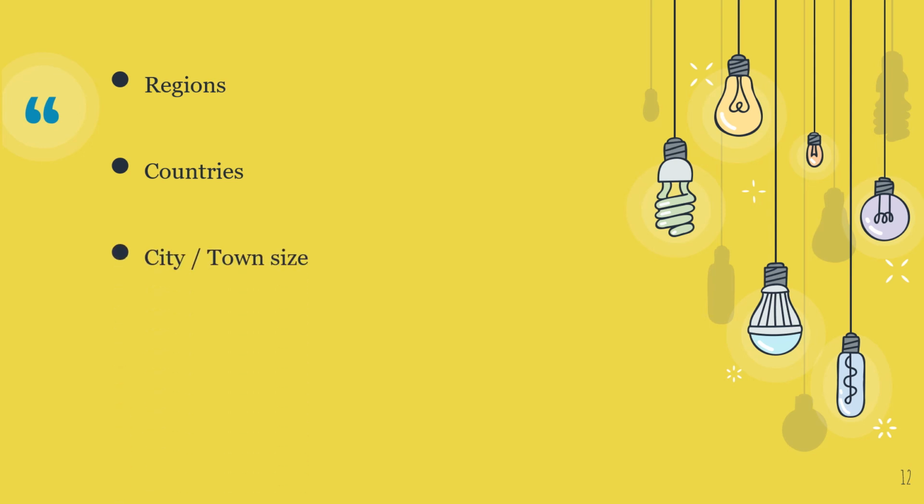City or town size. Population within a city is another important parameter that is considered with respect to geographic segmentation. Population density. Urban, suburban, rural, semi-rural, whatever it is. And lastly, the climate. Whether the climate is feasible for that particular product or not.